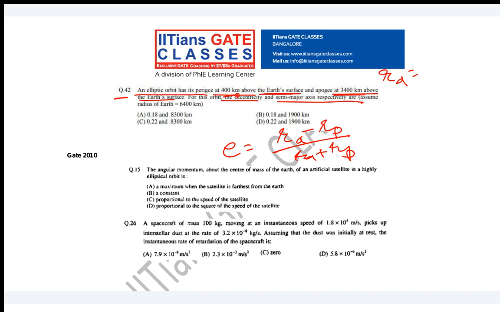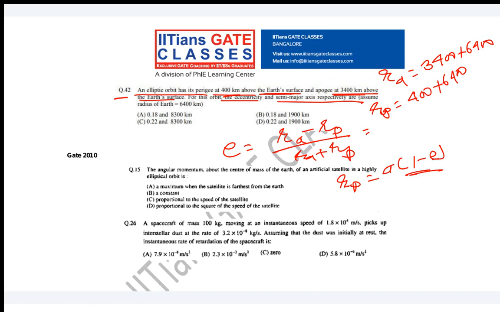So my R_A is 3400 plus 6400. Okay. What is the R_P? It is 400 plus 6400. So find out the e value, guys. What is the e value? Once you know the e value, find the semi-major axis a. We already know R_P is nothing but a into (1 minus e). So a is R_P upon (1 minus e). B option, sir, I think. Others, please check.